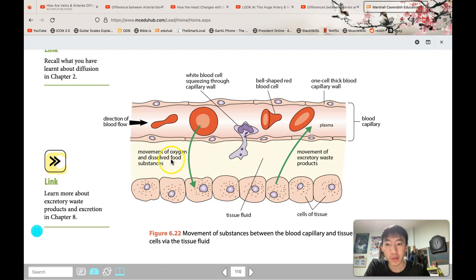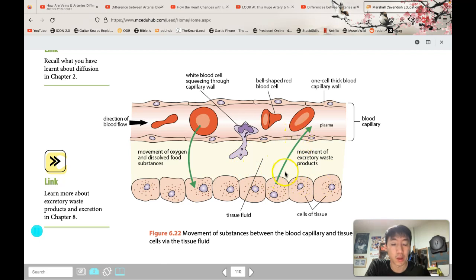Likewise for food substances such as glucose, amino acids, fatty acids, and glycerol, these are all capable of diffusing out of the blood and into the cells over here. Something cool about white blood cells is that they can actually squeeze through the capillaries to protect our body from infection. They can fight diseases in the tissue fluid.